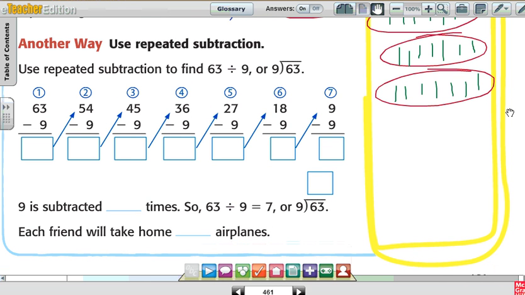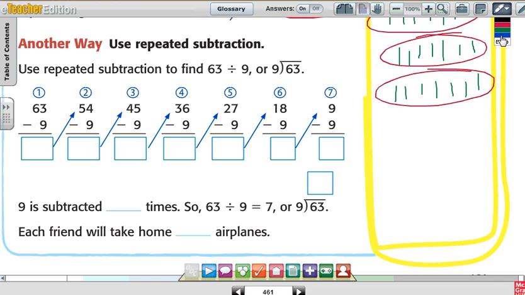Another way is repeated subtraction. It says use repeated subtraction to find 63 divided by 9. Okay, so look, I'm going to subtract what every single time? 9. Right, because that's the number I'm dividing the number into. All right, so let's do this.